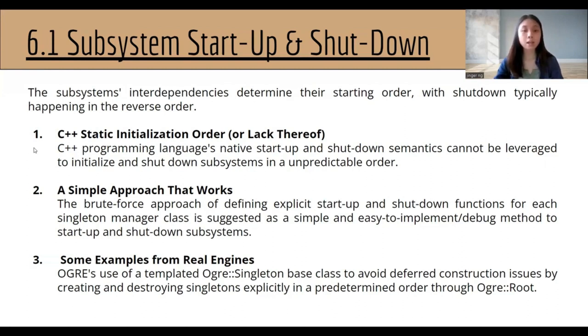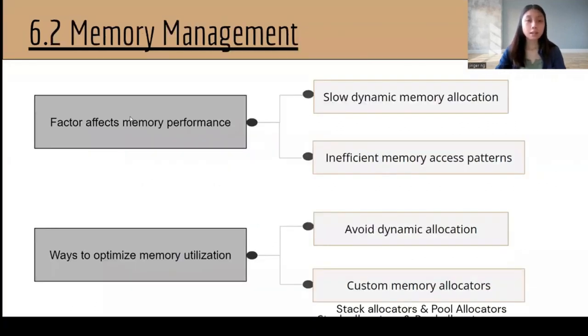Next is the example given in this chapter, the Naughty Dog Ogre engine. Ogre uses a templated singleton base class to avoid the deferred construction issues by creating and destroying the singletons explicitly in a predetermined order through the Ogre root class function. Next is about memory management. There are a few things that will affect memory performance, including slow dynamic memory allocations.